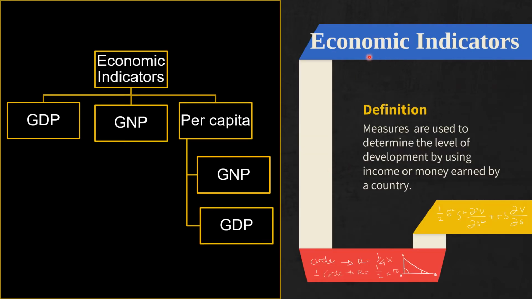The economic indicators are measures used to determine the level of development by using the income or the money earned by a country. There are different types of economic indicators. For this presentation, we'll be looking at three indicators, which will be the gross domestic product or the GDP, the gross national product, which is the GNP, and the per capita income, which can be divided into gross national product per capita and gross domestic product per capita.